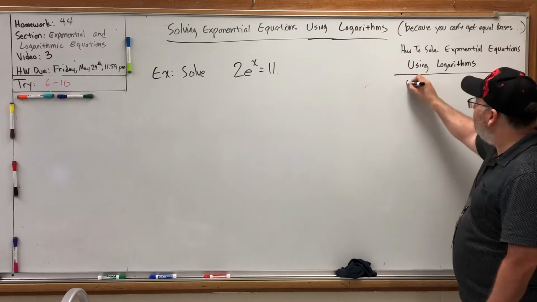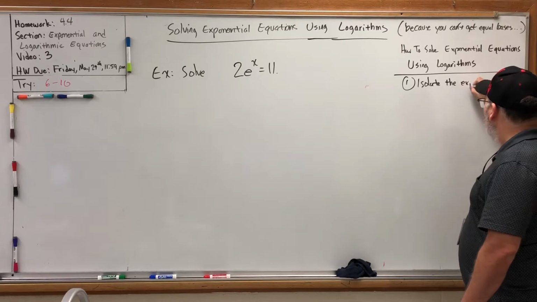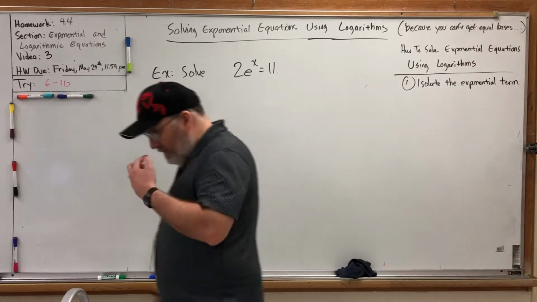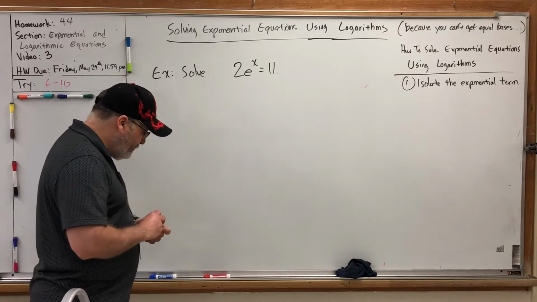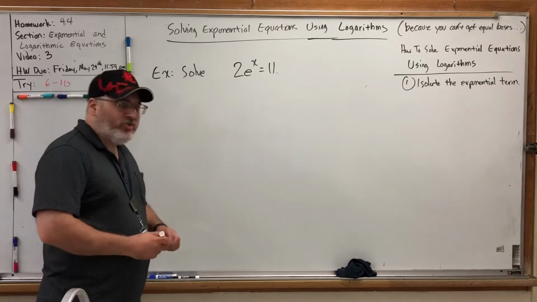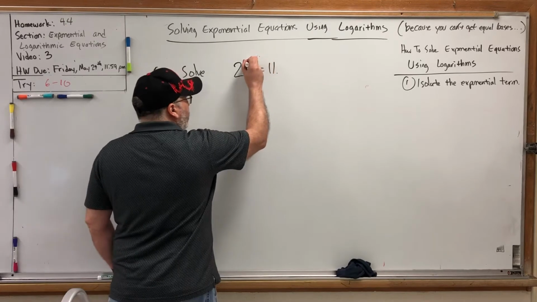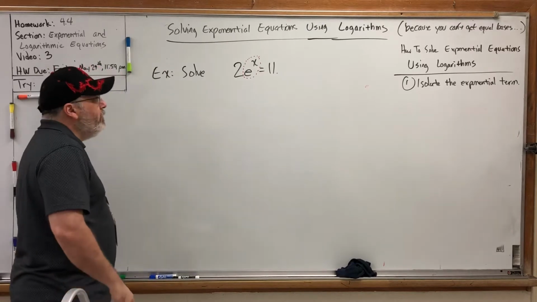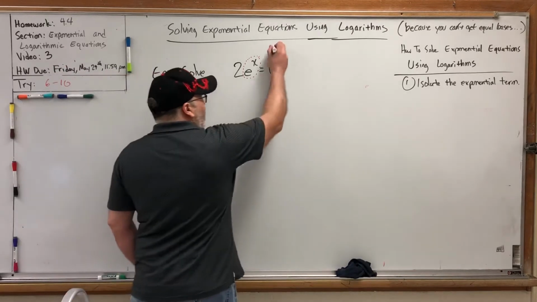Step 1. Isolate the exponential term. Translation. Find the part with a power on it and isolate it. In this equation, who has the power? Who has the x? It's not the 2e, it's just the e. And in case you forgot, e is still the natural base. So if we're going to solve this one using logarithms, the first thing we should do is isolate this.